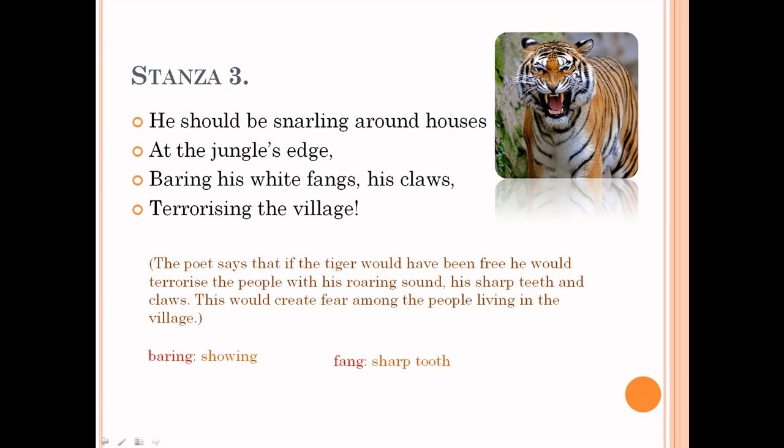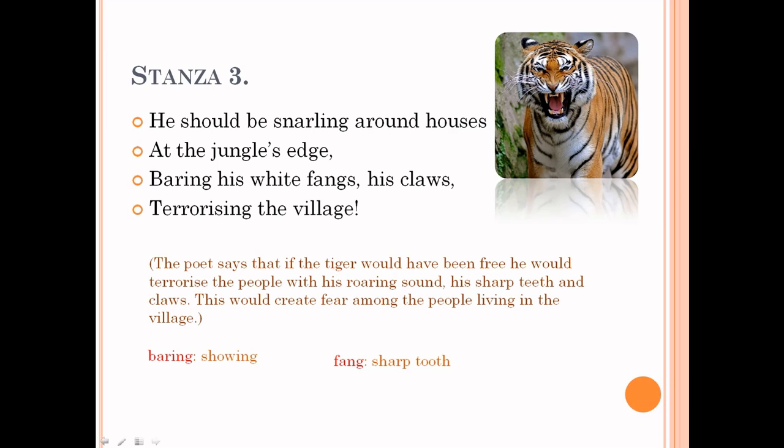So bearing his white fangs, ये अपने white जिसके sharp teeth हैं उनको दिखाते हुए, and his claws, अपने पंजों को, अपने feet and terrorizing the village and filling the village with terror, with fear. So यहाँ पर भी जो poet है वो एक imagery, एक दृश्य प्रस्तुत करता है कि किस तरह से जो एक जंगल का शेर होता है वो रहता है और जहाँ भी वो रहता है वो अपने आसपास के लोगों को अपने होने का पूरा एहसास करा देता है.